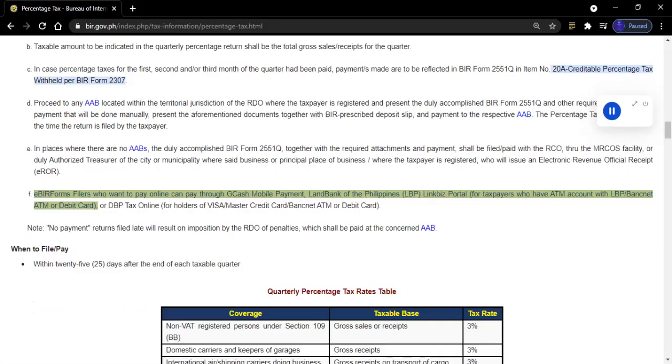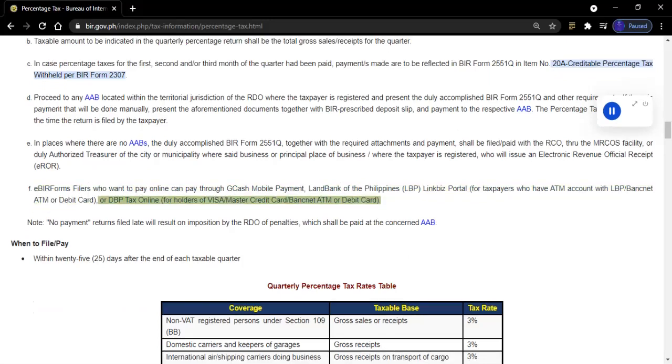eBIRForms filers who want to pay online can pay through GCash Mobile Payment, Land Bank of the Philippines (LBP) Link.Biz Portal, for taxpayers who have an ATM account with LBP, Bancnet ATM or debit card, or DBP Tax Online, for holders of Visa, Master credit card, Bancnet ATM or debit card.